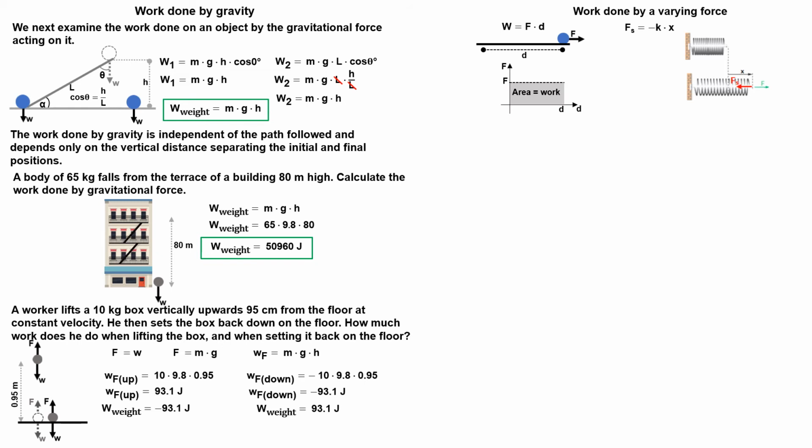F sub s is the force exerted by the spring. x is the displacement relative to the unstretched length of the spring, and k is the spring constant. Pulling to the right, a spring stretches to the right, which results in the spring exerting a force to the left. The spring force is called a restoring force because the force exerted by the spring is always in the opposite direction to the displacement. This is why there is a negative sign in the Hooke's law equation.